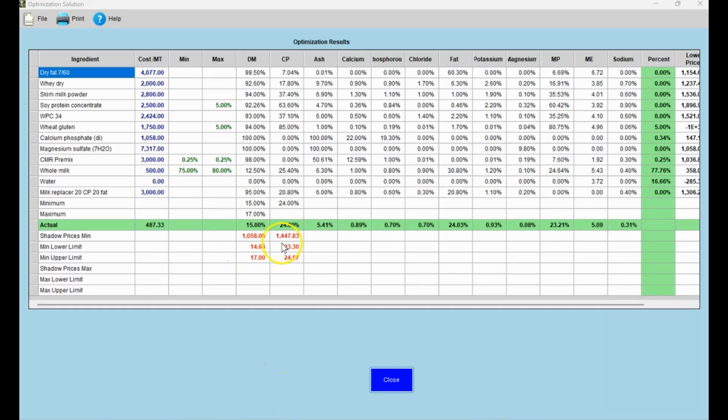Shadow prices are useful because they tell us which nutrients are driving ration cost and how expensive those nutrients are at the margin. Shadow prices only appear when a constraint is binding. If a nutrient's not binding, changing its minimum or maximum has no effect on ration cost, and no shadow price is reported. By comparing shadow prices across nutrients, we can quickly identify which constraints are most costly and where small changes in requirements may have the largest economic impact.